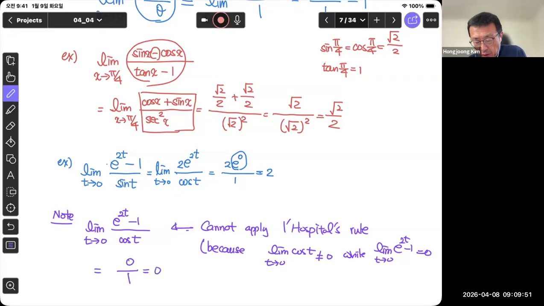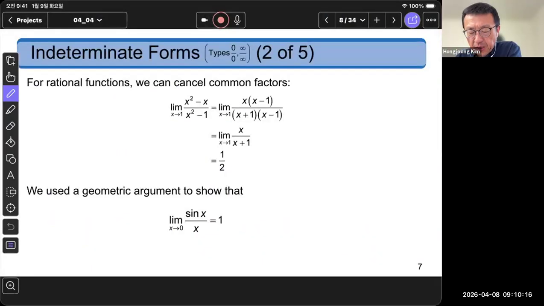So, as I said, if both numerator and denominator converge to 0 as t converges to a certain number, then we can apply L'Hopital's rule. Otherwise, we cannot. So that is the first type of L'Hopital's rule. Here is another example.